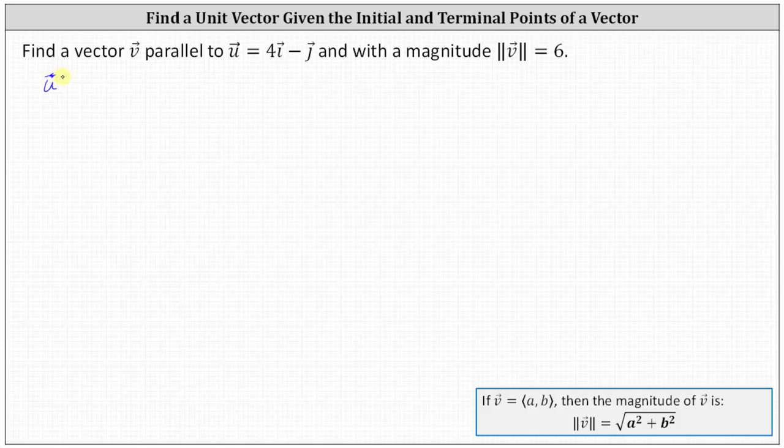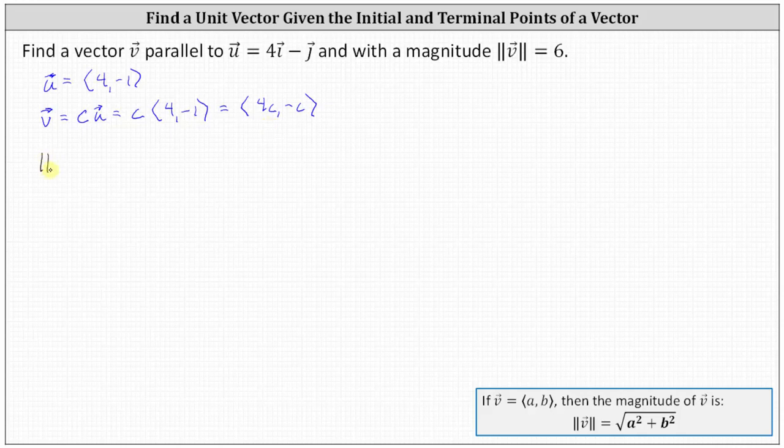Vector u has an x component of 4 and a y component of -1. Now again, vector v is going to be a scalar multiple of vector u, meaning c times vector u, where c is a scalar. So we can write vector v as c times the vector in component form, where the x component is 4 and the y component is -1. Performing the scalar multiplication, vector v has an x component of 4c and a y component of -c. So now we'll determine the magnitude of vector v, set it equal to 6, and then solve for c.